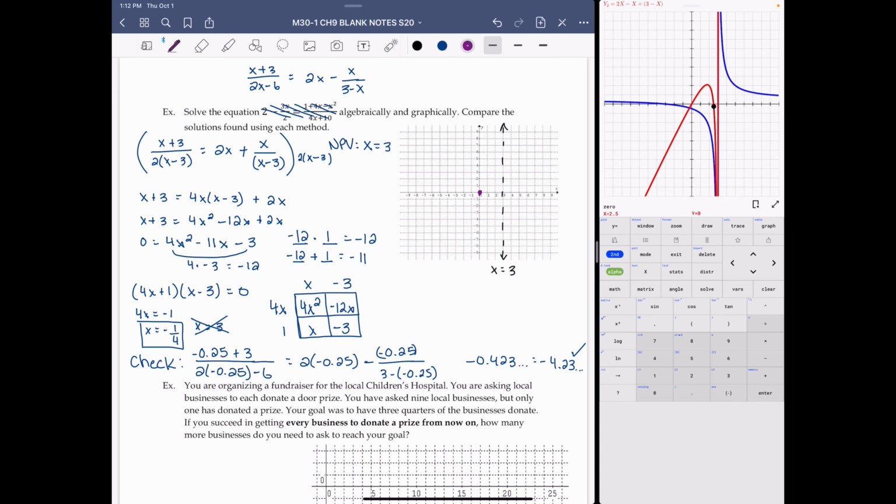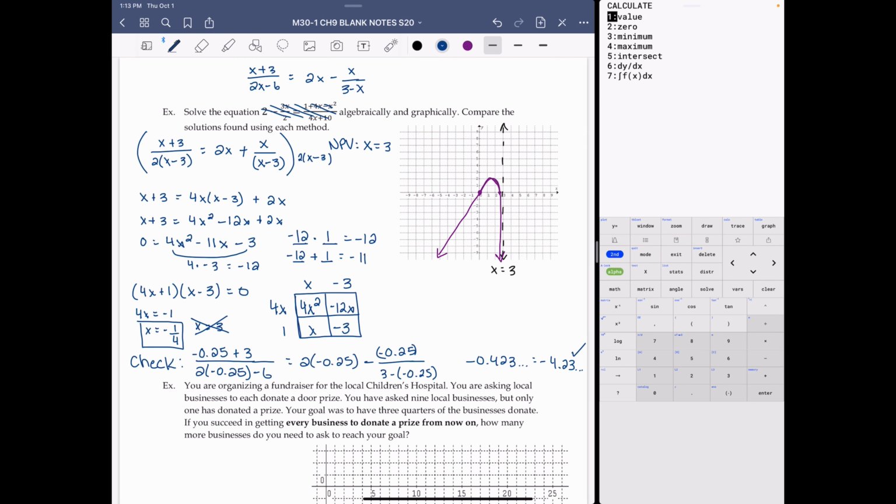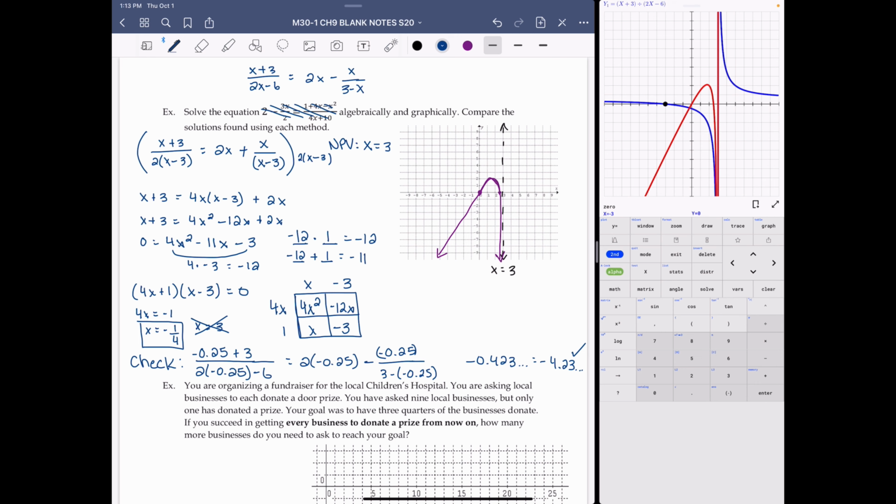So that portion looks something like this. And then let's do the blue graph, the x-intercept, second trace number 2, left bound there, enter, right bound there, enter, and it's at negative 3, 0.